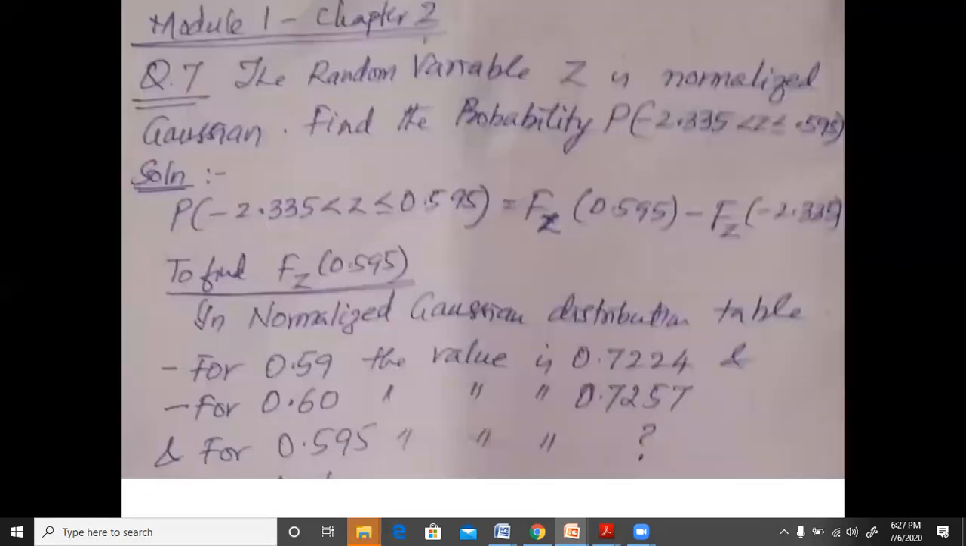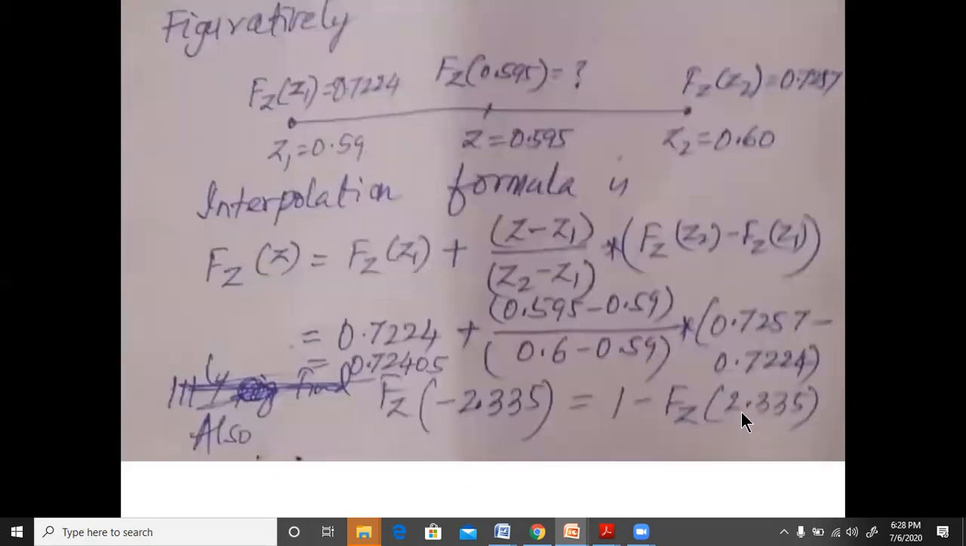Okay. So for 0.59 it is this, and for 0.60 it is this. What is the value for 0.595 is what we need to find out. For 0.595, it's a question mark. So this is an interpolation problem. I might have put some method directly in the earlier video, but now I have elaborated it.